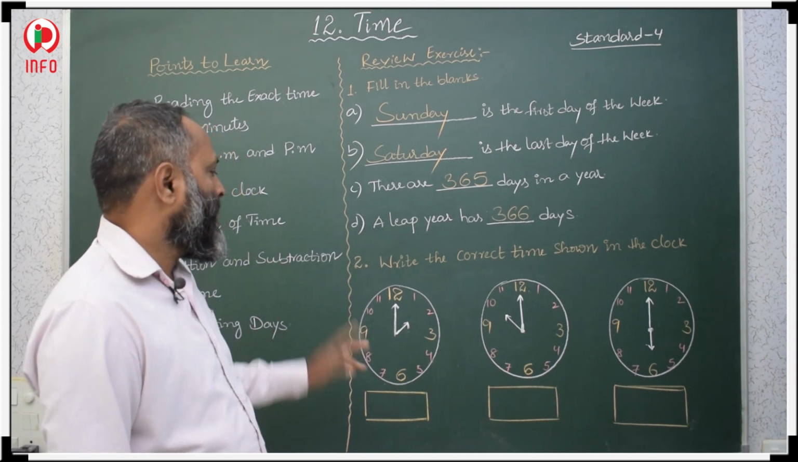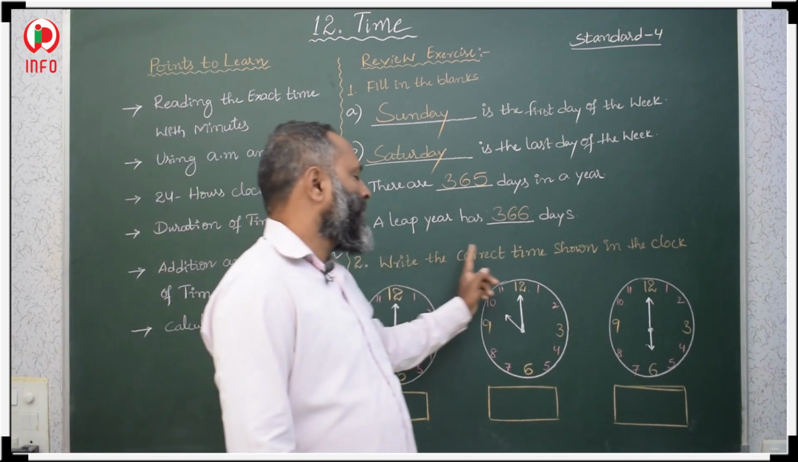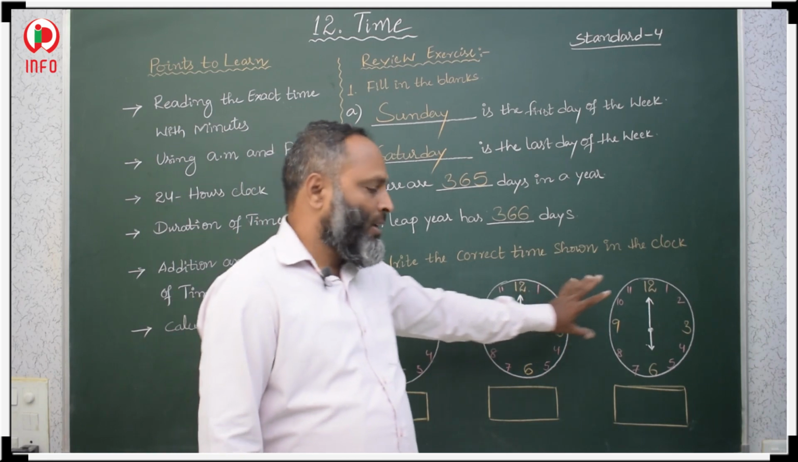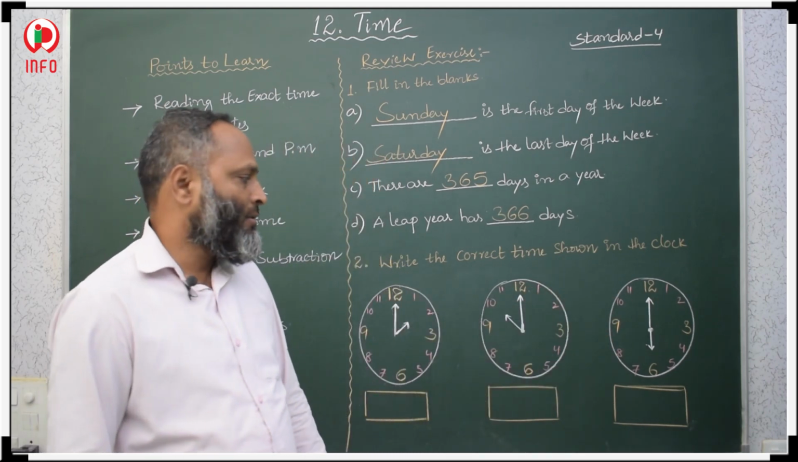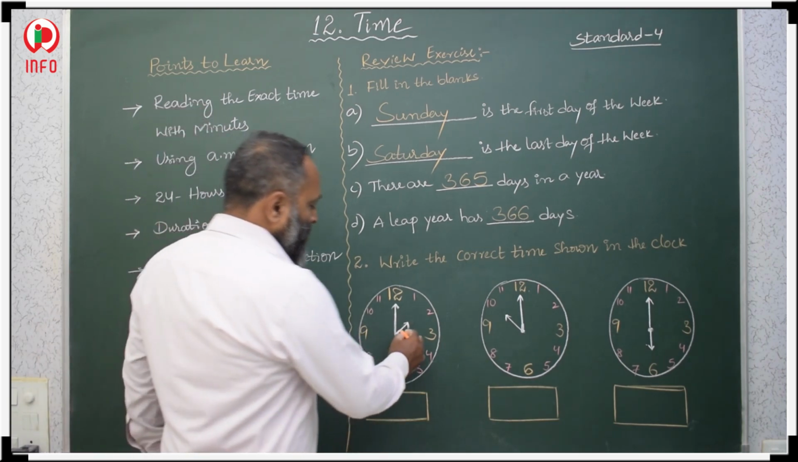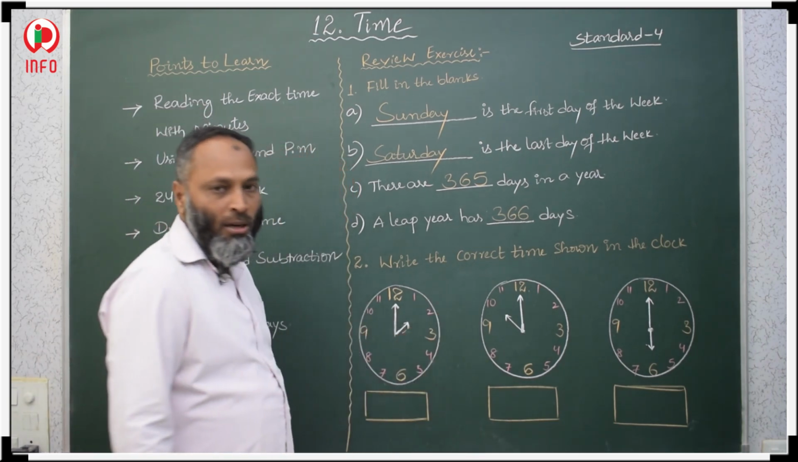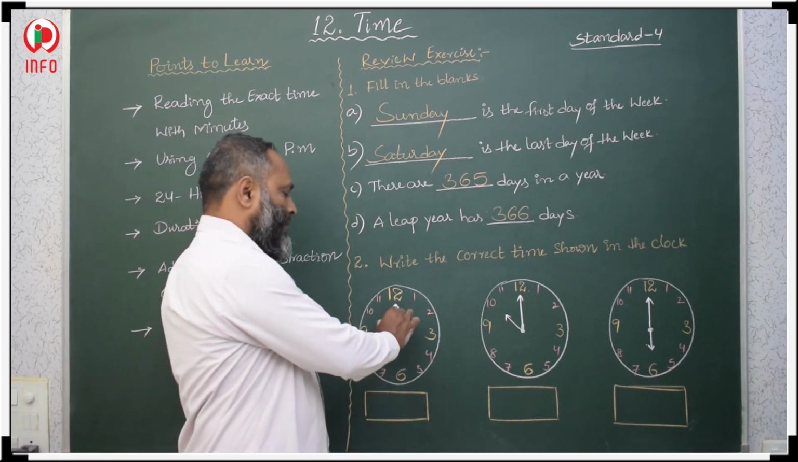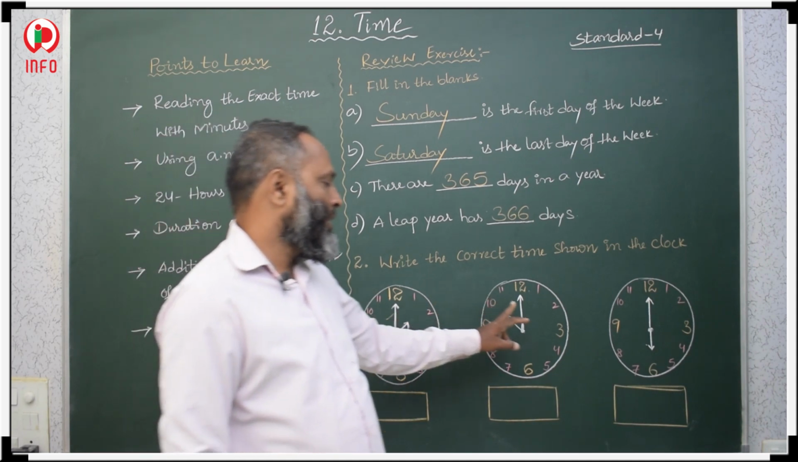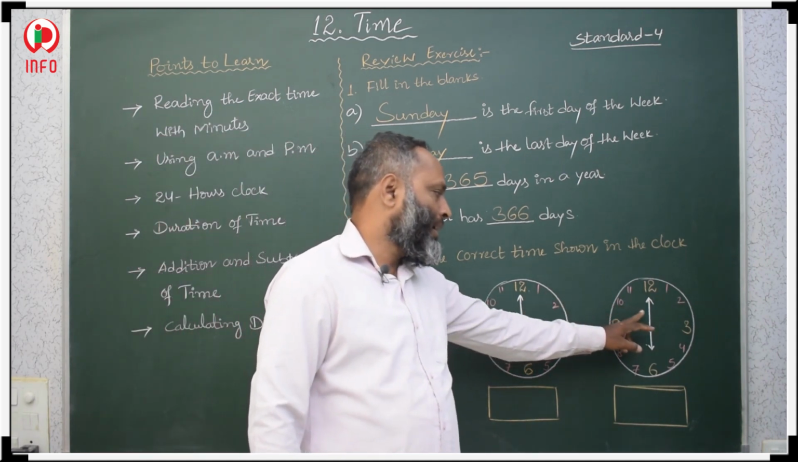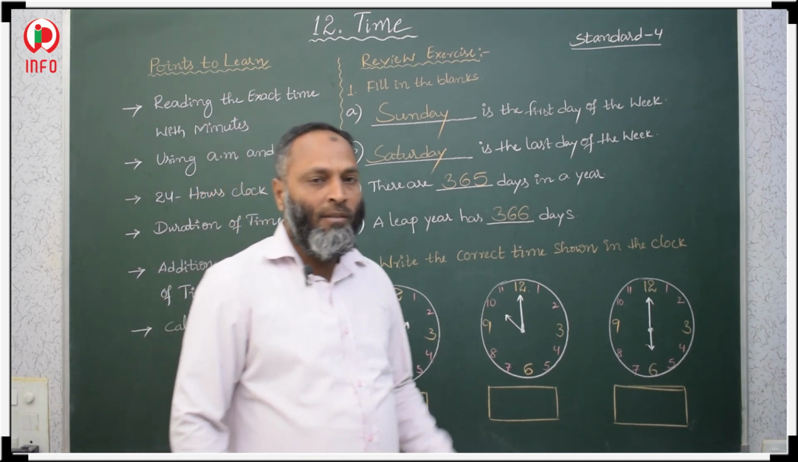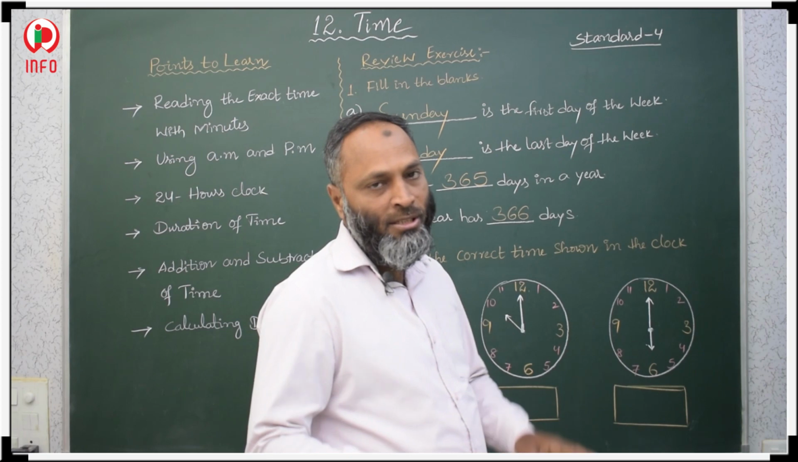The next, second question: write the correct time shown in the clock. Here 3 clocks are given, and in these 3 clocks we should write the correct time. Here the smaller hand is the hour hand, the bigger hand is the minute hand. In all these clocks, the bigger hand, the minute hand, is at 12.